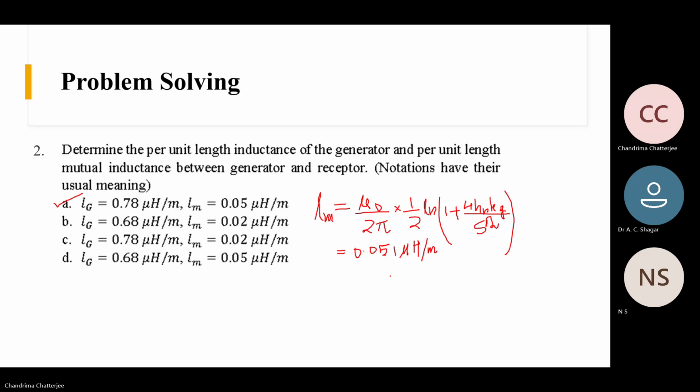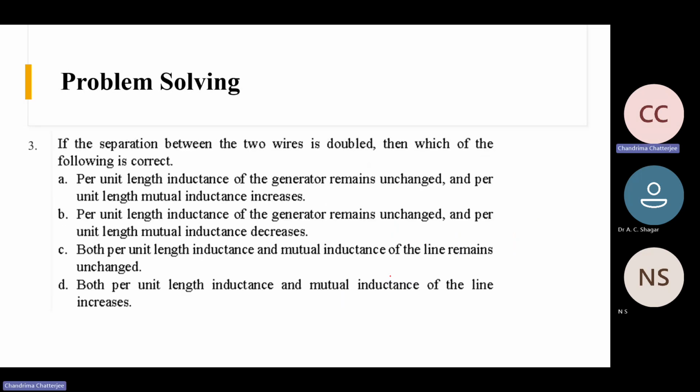Let's see the next problem. If the separation between the two wires is doubled, then which of the following is correct? So the value of S was initially 3 centimeter, now it is doubled. Then which of the following is correct?